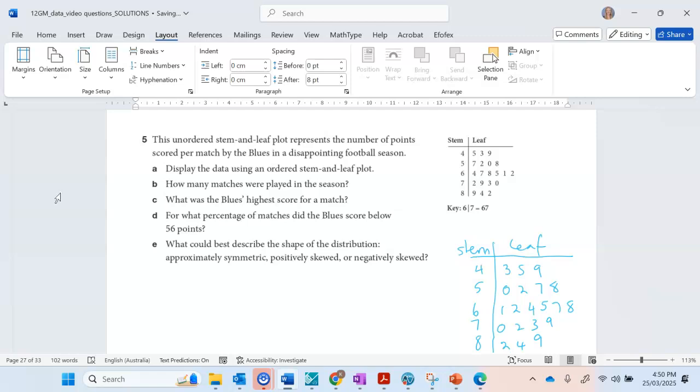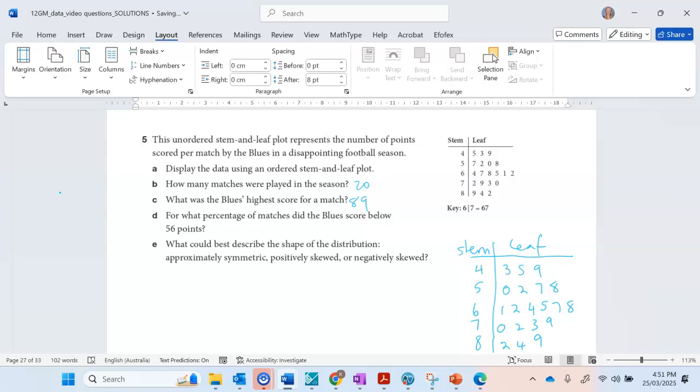All right, how many matches were played in the season? 1, 2, 3, 4, 5, 6, 7, 8, 9, 10, 11, 12, 13, 14, 15, 16, 17, 18, 19, 20. And the reason I counted the first one as opposed to my ordered one, just in case I missed a number. So what was the Blues' highest score for the match? All right, so it's 89. It's not always going to be next to each other there. So you can see in my ordered one, we got 8 and then 9. So the last number is there.